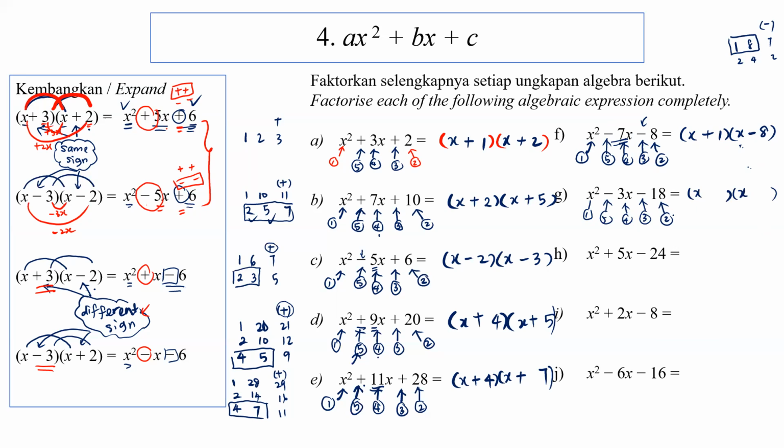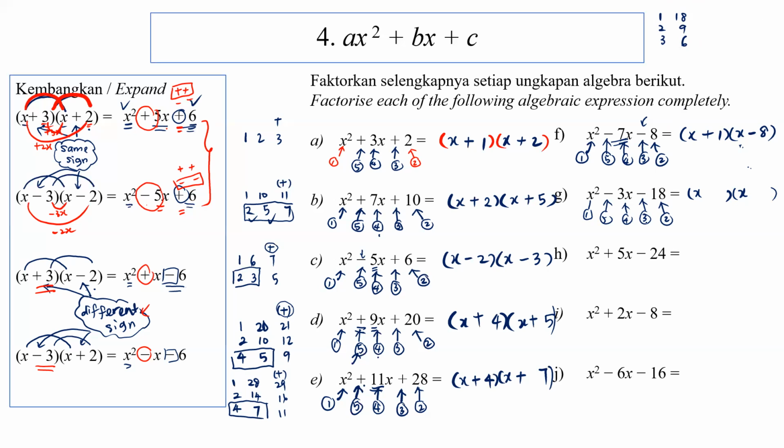18. What are the factors that give us 18? So let's list it out somewhere. I need some space. Let me erase this one. Okay, to get 18, I have 1 times 18, 2 times 9, 3 times 6, 4, no, 5, no. Okay, come back to 6. So we have 3 pairs of factors. So which one do we want?